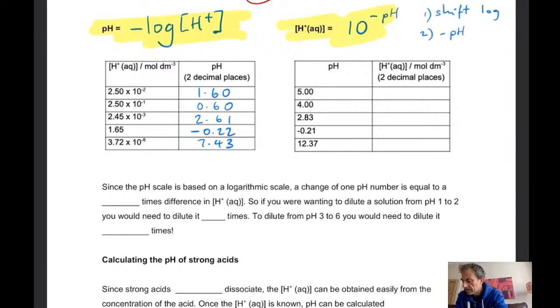Okay, the next ones are where you're given the pH and you've got to calculate the H plus concentration, again to 2 decimal places. So the order that you press your buttons: shift log, and then type in the negative of the pH. So it'll be shift log minus 5. Okay, shift log minus 4.